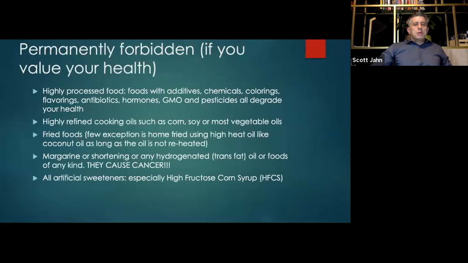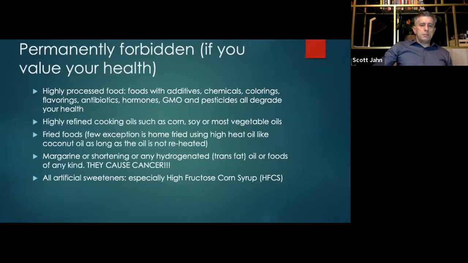Now, here's a list of things that you should just eliminate from your diet forever, even after you repair your gut. Number one, highly processed foods. The more food can sit on a shelf and not break down, the more it's damaging to your body. That's the basic rule. If it can't break down on a shelf, it won't break down in your body. So avoid anything highly processed, because usually they use trans fats, which are known cancer causers.